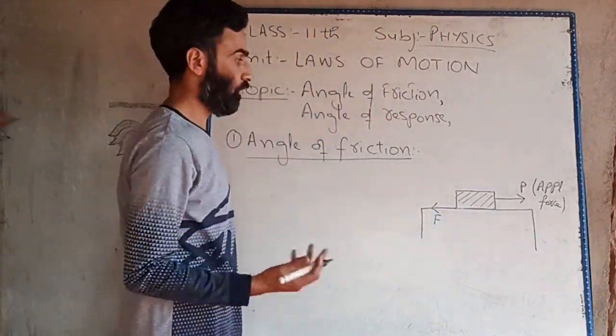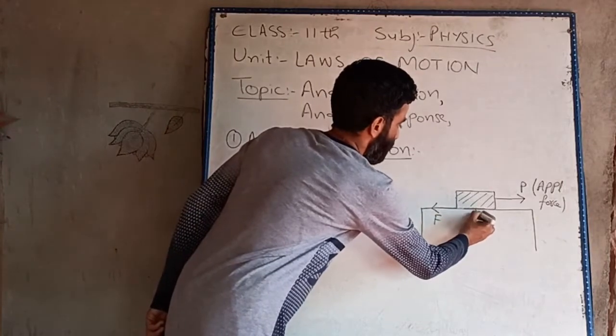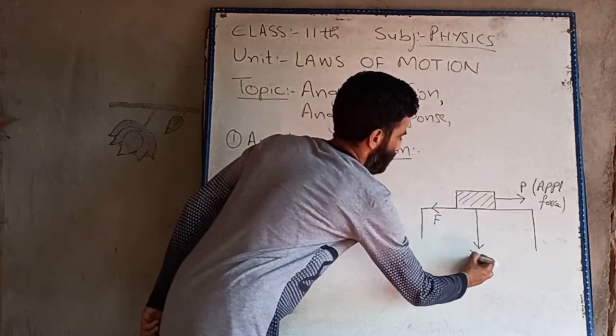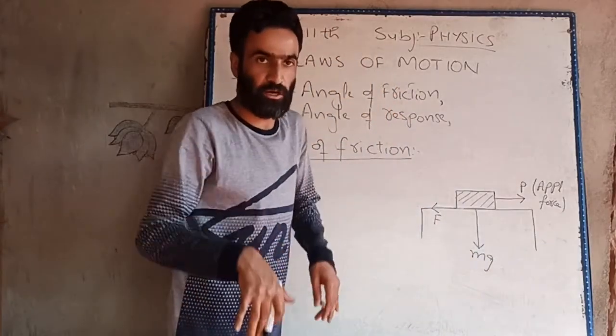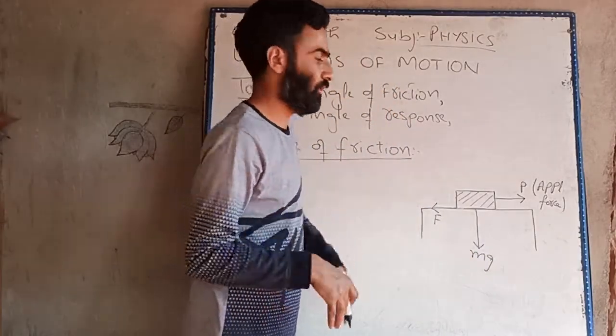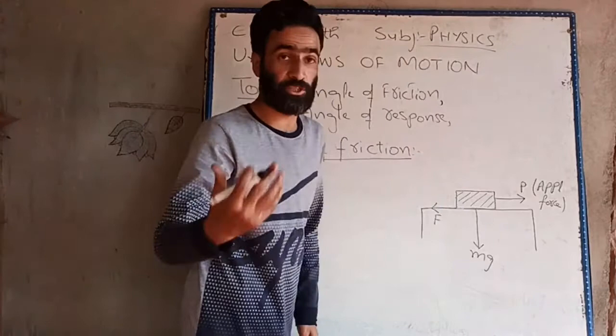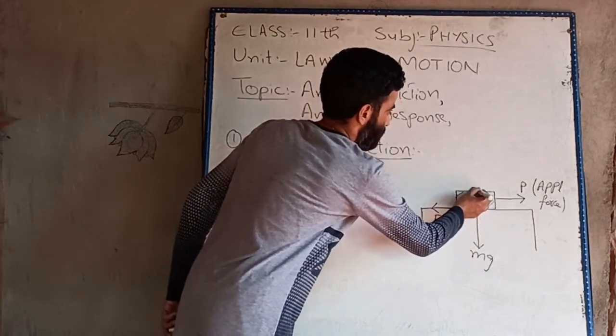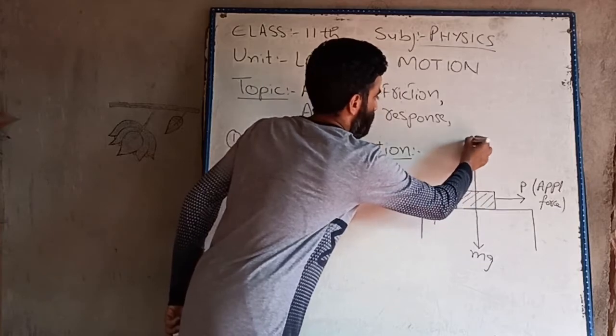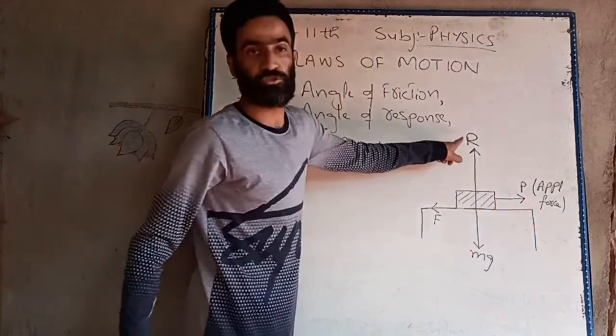Next point, normal reaction. Here is the weight of this body, which acts downwards. Then the normal reaction, you know, is the force acting opposite to the weight. So this denotes the normal reaction.